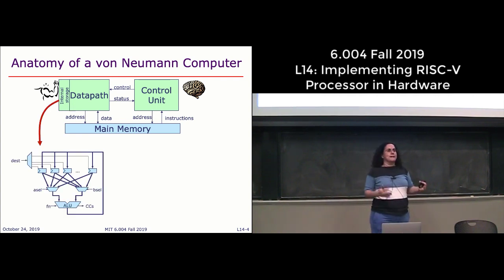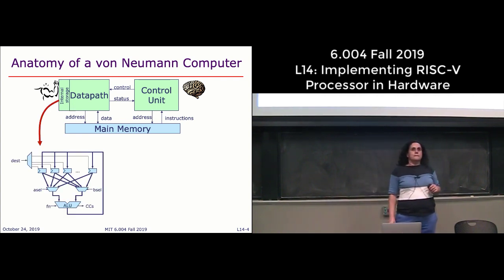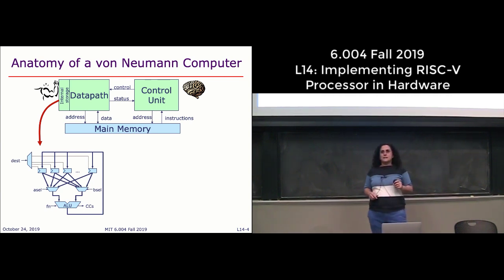So what does the data path typically look like? Well, you know from the assembly programs we wrote at the beginning of the semester that essentially the way that machine language works is that you have a bunch of registers and you can perform some operations on them, and then you store the results back into another register.